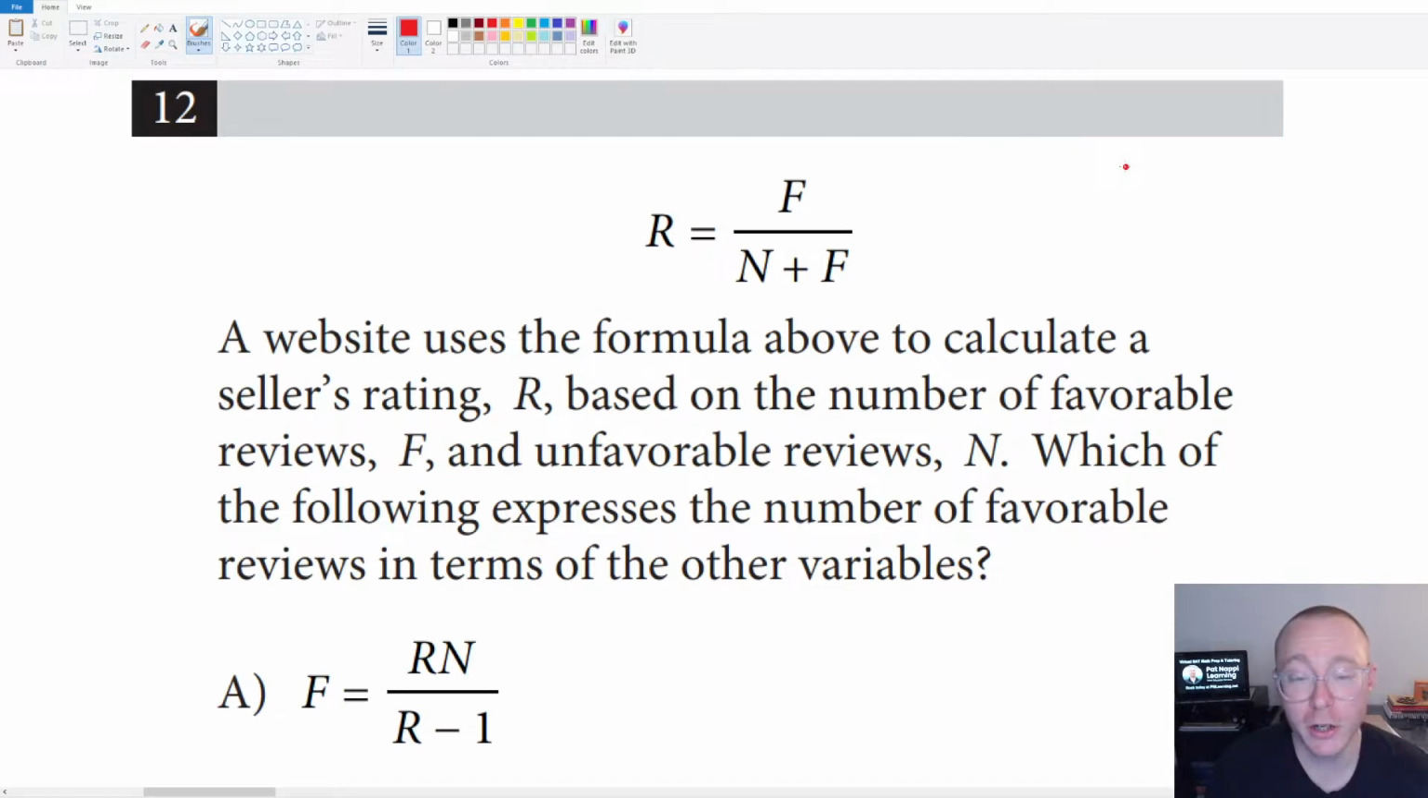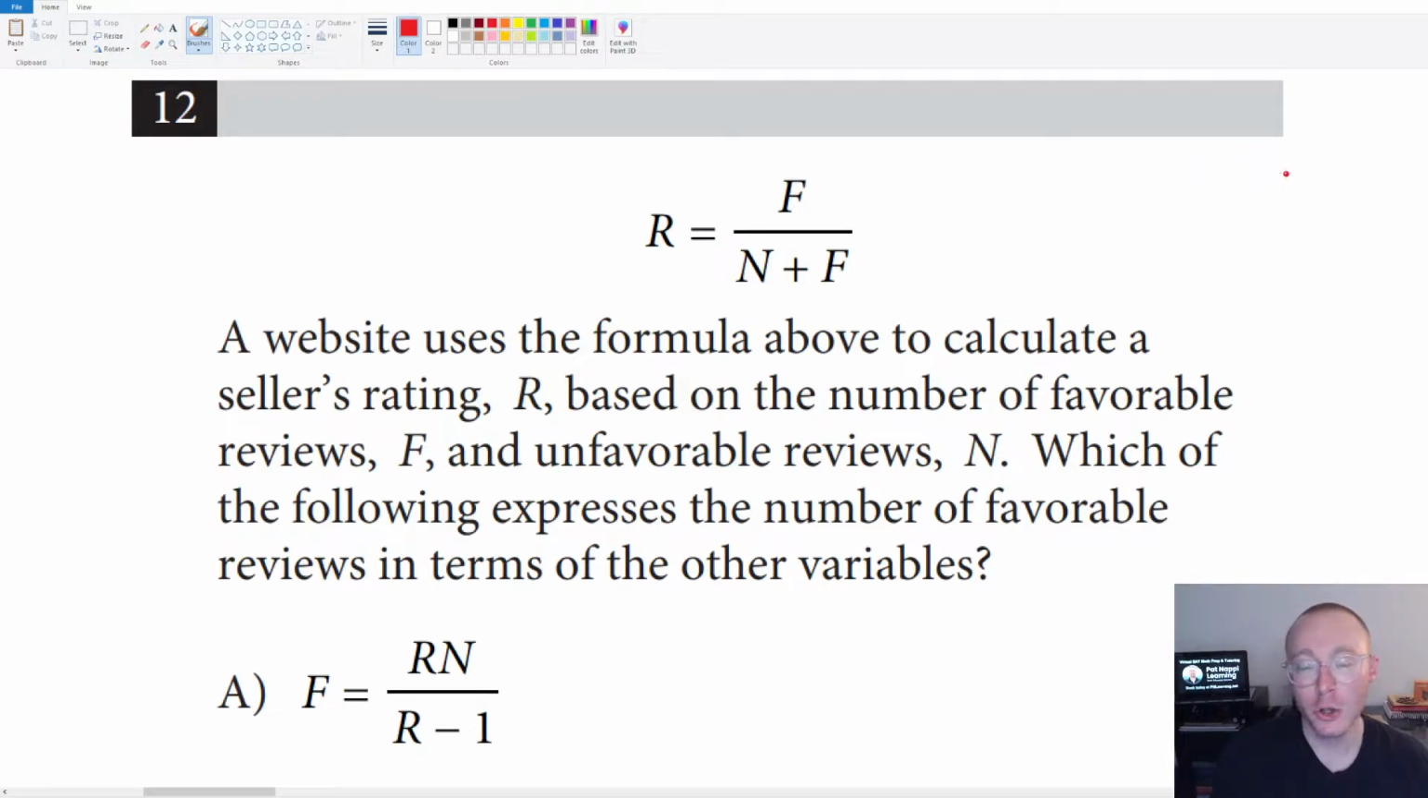So we've got an equation here, R equals F over N plus F. A website uses the formula above to calculate a seller's rating, R, based on the number of favorable reviews, F, and unfavorable reviews, N. Which of the following expresses the number of favorable reviews in terms of the other variables?